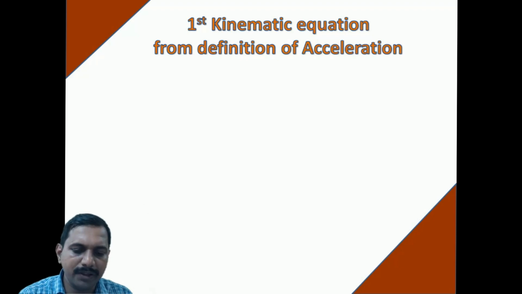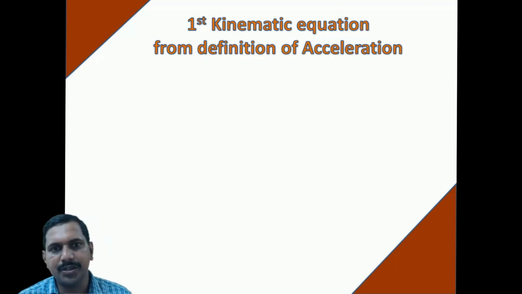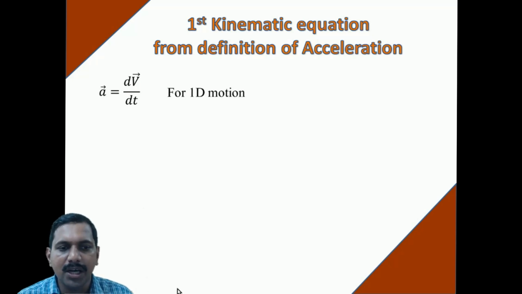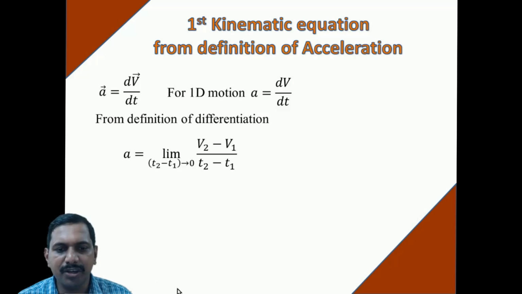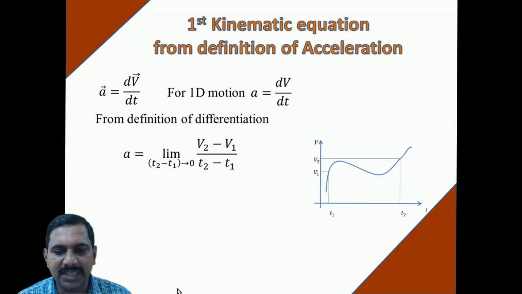Now, let us go with the first kinematic equation from the definition of acceleration. This is one of the easiest ones we can get. Let us see. a is dv by dt. For 1D motion, I can remove the vector symbol. From the definition of differentiation, we know this, right? The limit as t2 minus t1 tends to 0 of v2 minus v1 divided by t2 minus t1, that is acceleration.